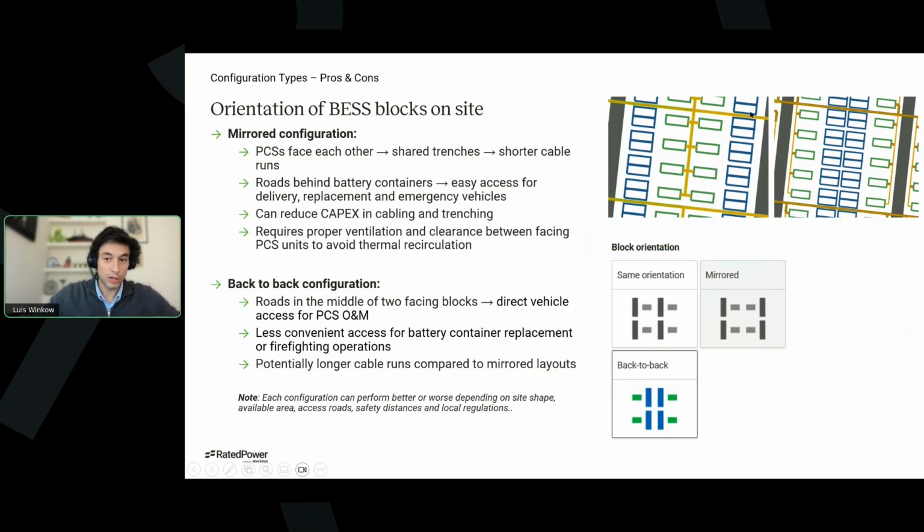Another very common configuration is this back-to-back configuration, in which we will have our roads in the middle of two facing blocks. You see here, you have your roads between these two PCS, which will give direct vehicle access for PCS operation and maintenance instead of for the battery containers. This is maybe less convenient access for battery container replacement or firefighting operations.